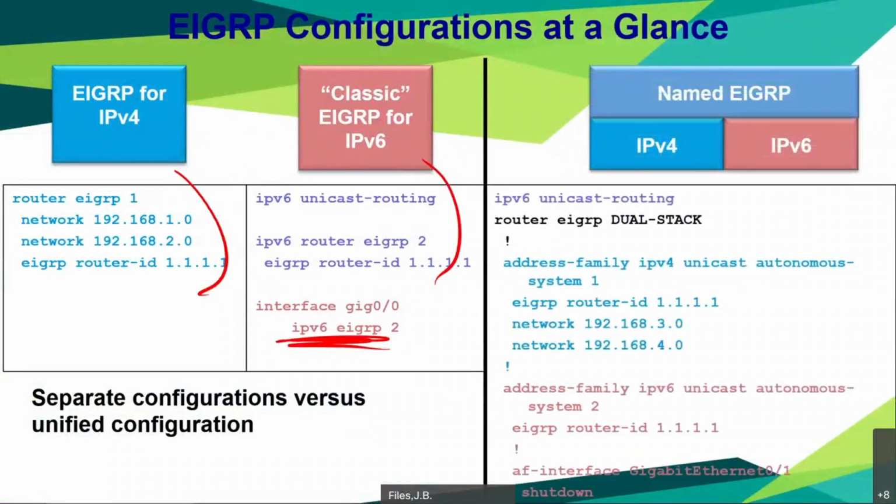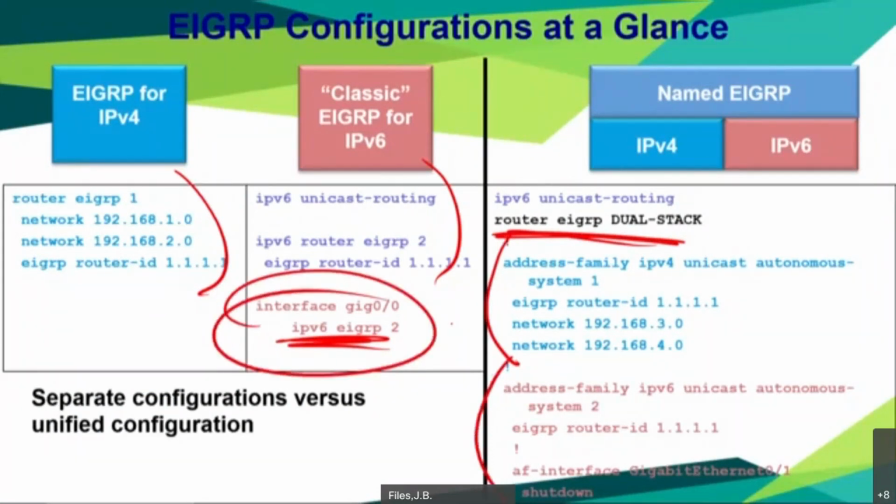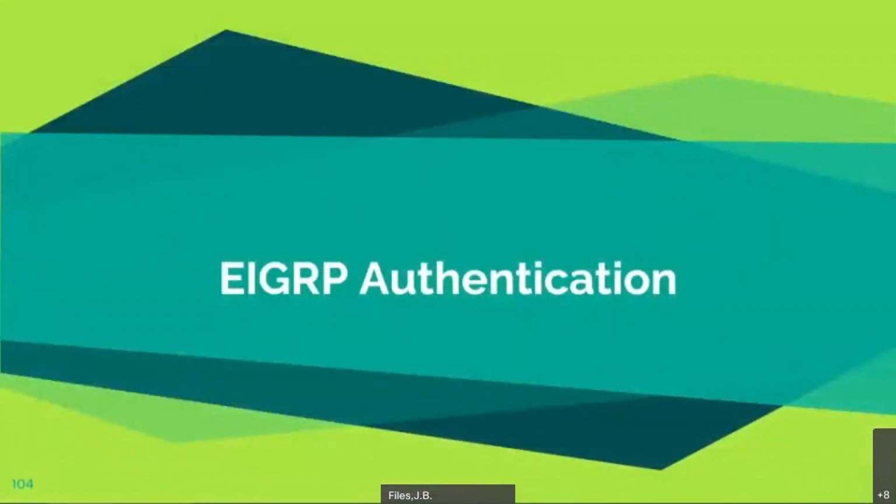For named EIGRP configuration, here we've got the overall EIGRP, and then we have IPv4 and IPv6. Notice nothing on the physical interface. All right. Now let's talk about EIGRP authentication.